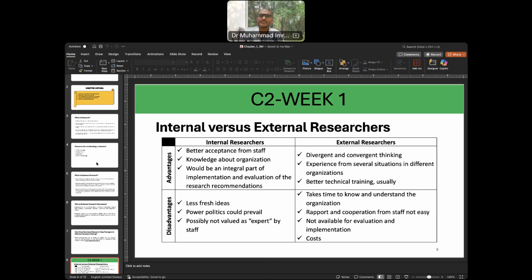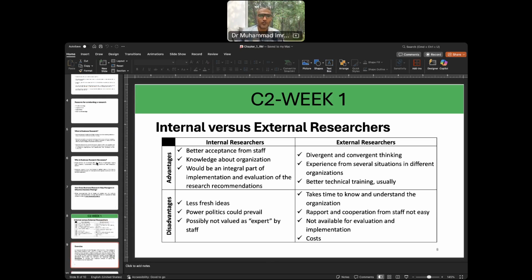But another thing is that an external researcher takes time to know and understand the organization's culture. Rapport and cooperation from the staff are not easy. People may not give him the right information, or give wrong information, or not cooperate or be available for evaluation and implementation. Also, if he makes wrong decisions, we cannot make him answerable. And the cost: of course, we have to pay more money. For internal researchers, there is no need to pay more; he or she already takes a salary, and we just give an incentive if he solves the problem.